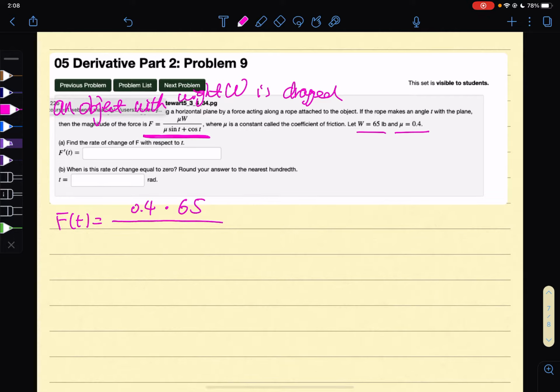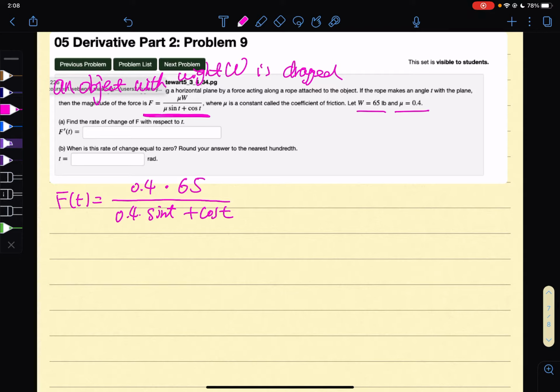So you could have written it like this, and it's 0.4, and then you have sine of t, and then you have cosine of t. So it says, could you please find the derivative? Well, the only unknown variable in your structure here is the t, so you want to take the derivative. It's clearly a division. Well, you could have made your life slightly easier by figuring out what is 65 multiplied by 0.4, which is 26. But of course, you could have left it like that. Either way works. It's just whatever you like.